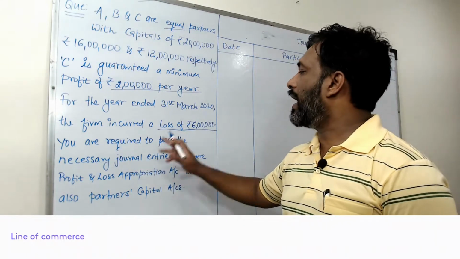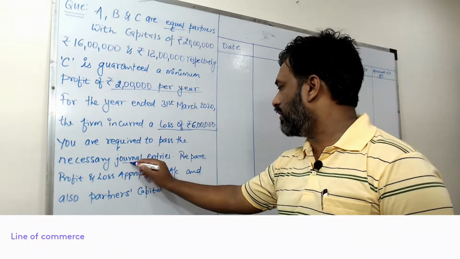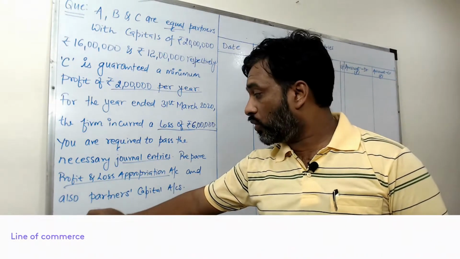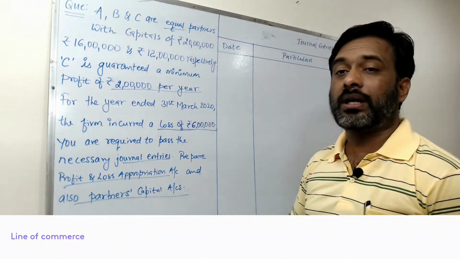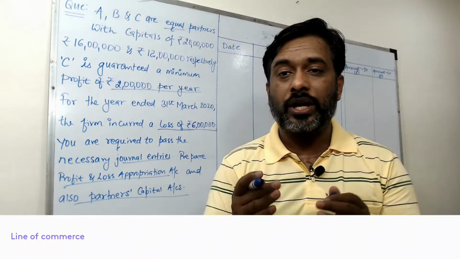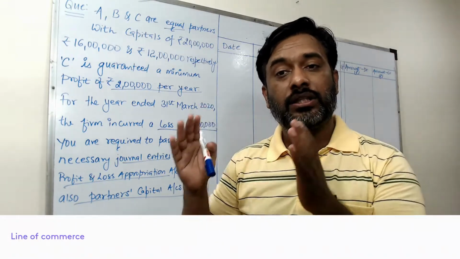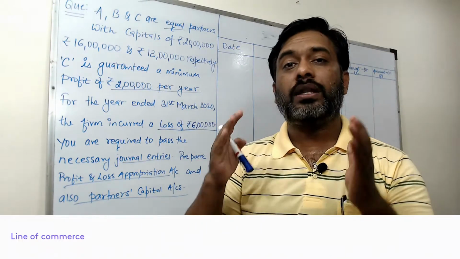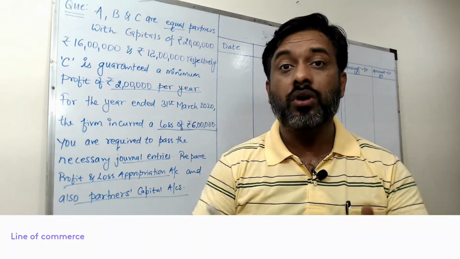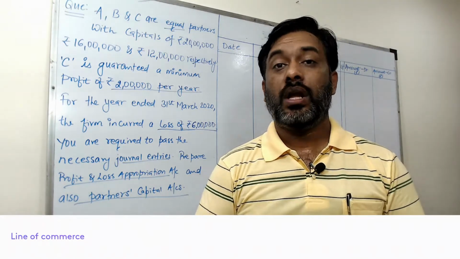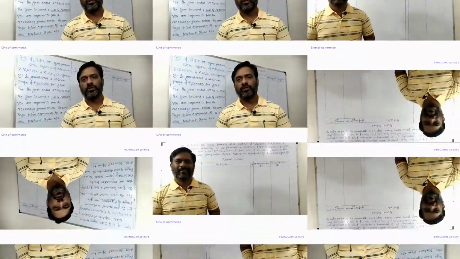You are required to pass the necessary journal entries, prepare profit and loss appropriation account, and also prepare partners capital accounts. So in this one question, I will explain you how to pass the journal entries in the situation of loss, how to prepare the profit and loss appropriation account, and also we will prepare the partners capital accounts. Let's now solve this question.